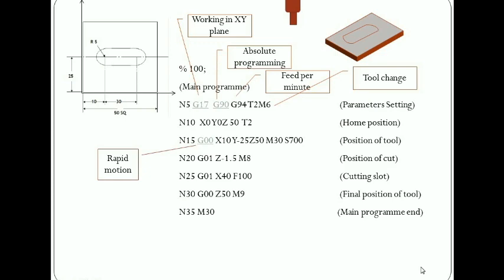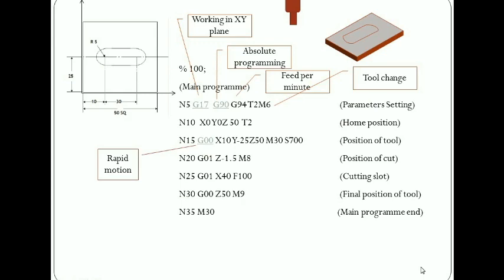Now it has to create the slot. For that I am using N25 G01 X40 M10. As I already mentioned, my tool is at X10, Y-25. Now I am moving it only in the X direction. I am not moving it in the Y direction, hence I have not mentioned the Y dimension in this particular line. It means Y stays at minus 25.